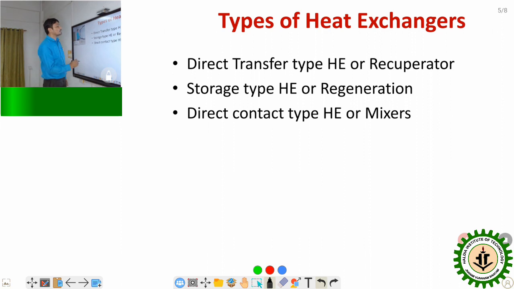Then the storage type. The storage type is another type of heat exchanger, which is known as the regenerator. Here we do not allow the two fluids to pass at the same time. After a certain interval, first we will allow the hot one to pass, and that would pass through a heat matrix. I am just presenting it here. It is like that.